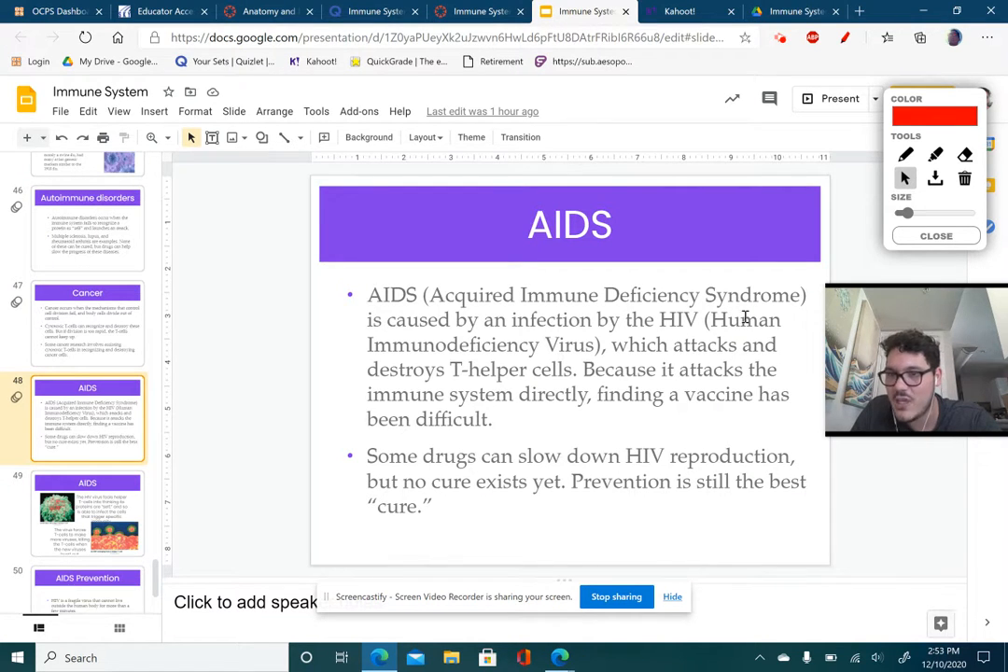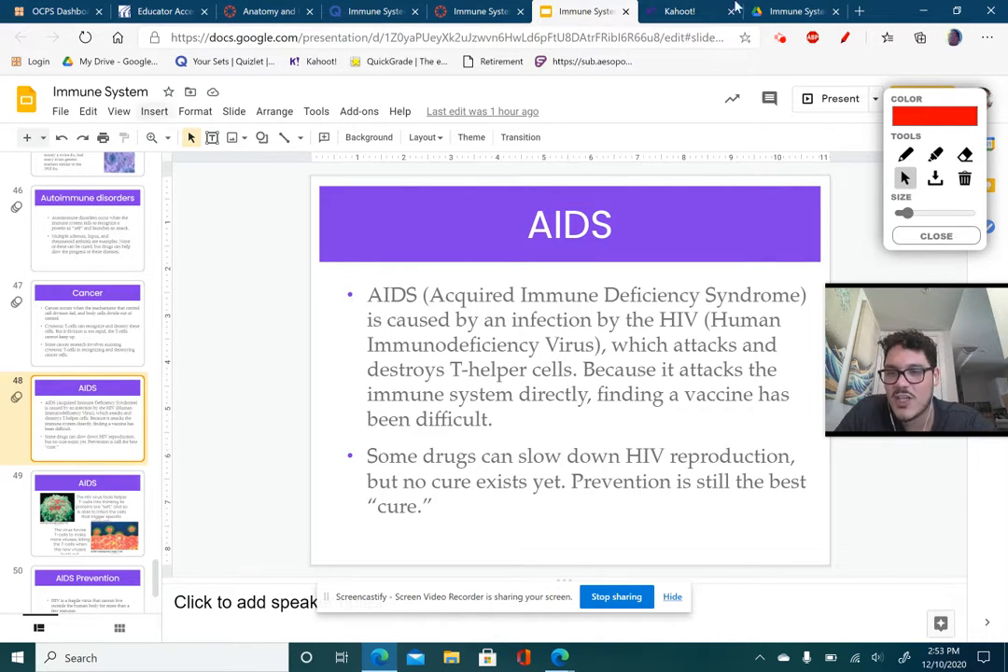So you get HIV, which is a virus, and then that can cause AIDS, which is the syndrome. AIDS attacks and destroys helper T cells. That's what makes them so problematic. Because it attacks the immune system directly, finding a vaccine has been difficult. If you remember from our video 2 videos ago, we talked about helper T cells, their job is to initiate the immune response. They activate the adaptive immunity, as we call it. If those cells are destroyed, then you basically don't have any adaptive immunity, and thus you are very prone to infection. You can get sick a lot and get really sick.